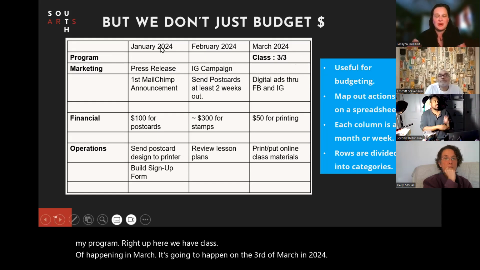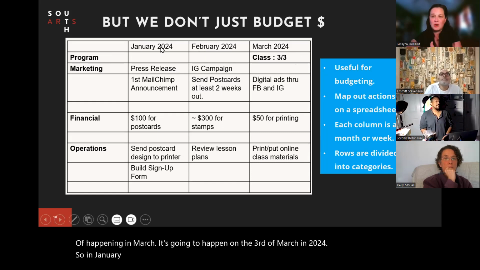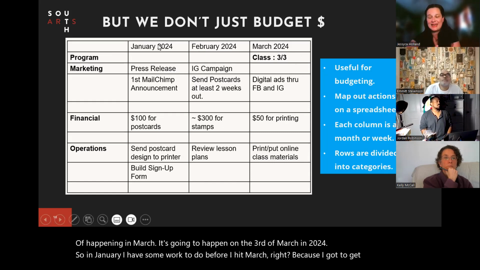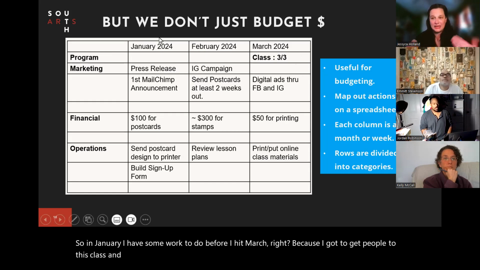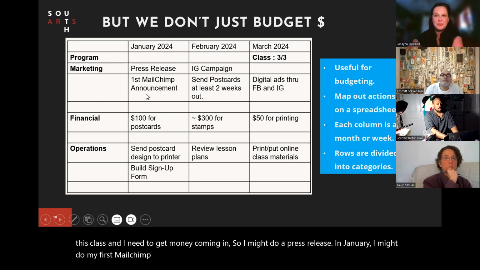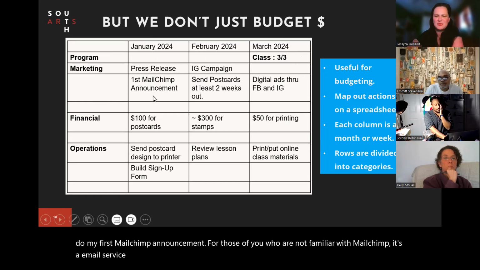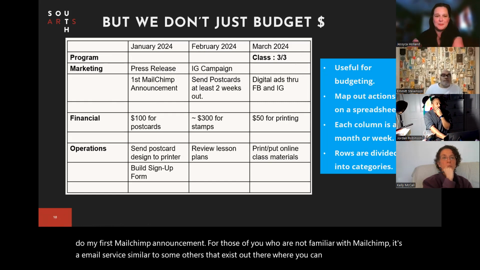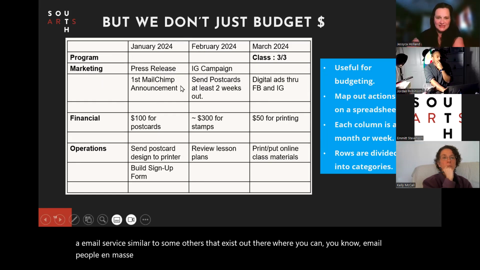So in January, I have some work to do before I hit March, because I have to get people to this class and I need to get money coming in. So I might do a press release in January. I might do my first MailChimp announcement. For those of you who are not familiar with MailChimp, it's an email service, similar to some others out there, where you can email people en masse. So that's going to be one of the projects that I have to do.